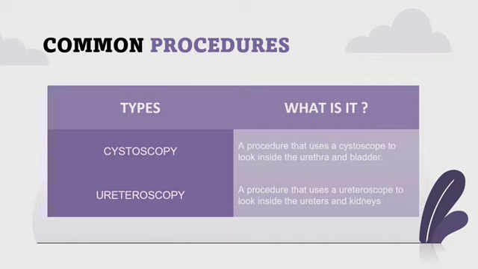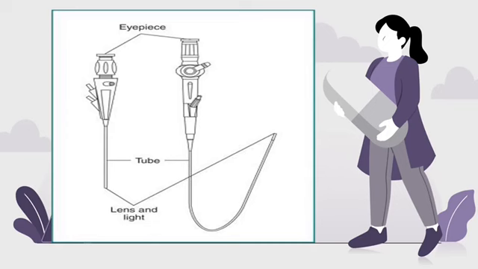Cystoscopy is a procedure that uses a cystoscope to look inside the urethra and bladder, while ureteroscopy is a procedure that uses a ureteroscope to look inside the ureters and kidneys. Let's take a look at the picture. The left one is a cystoscopy and the right one is the ureteroscopy.